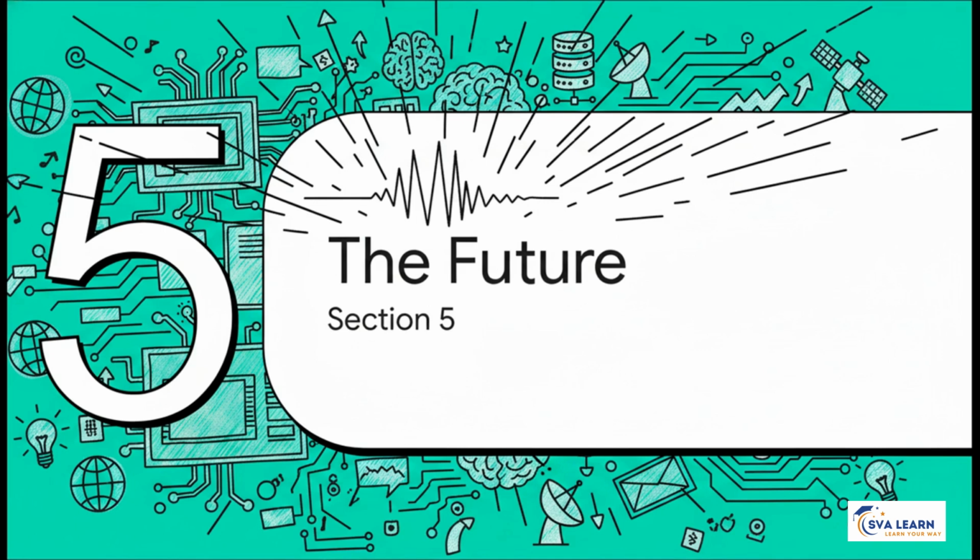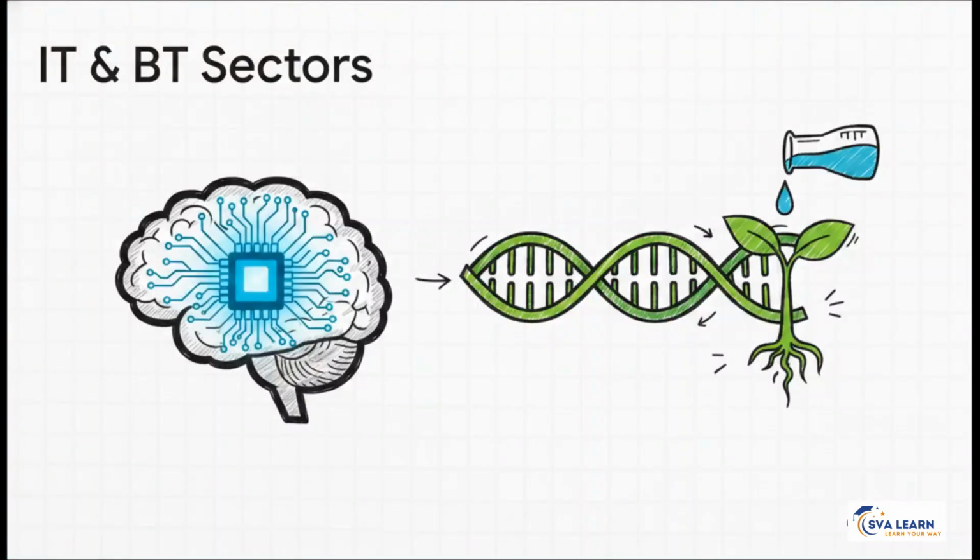Finally, let's look at Section 5, the future, which covers our knowledge industries. The textbook specifically highlights IT and BT here. Think of information technology as the digital brain of our export economy, with Bangalore proudly reigning as the Silicon City of India, housing massive software and hardware parks.